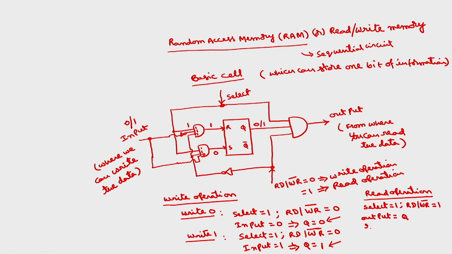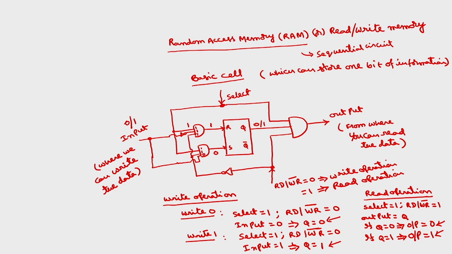So if Q is equal to 0, output is 0. If Q is equal to 1, output is 1. So you are reading 0 information if Q is equal to 0, you are reading 1 information if Q is equal to 1. Okay. This is how we can read and write 1 bit of information in the basic cell.